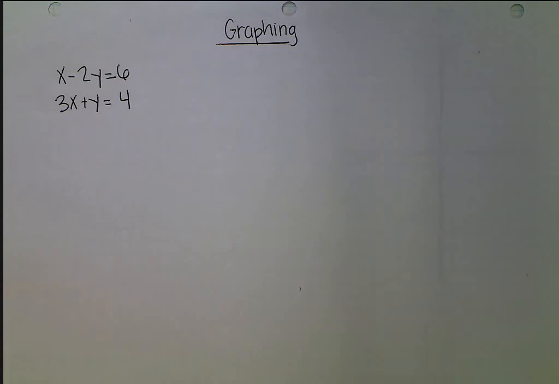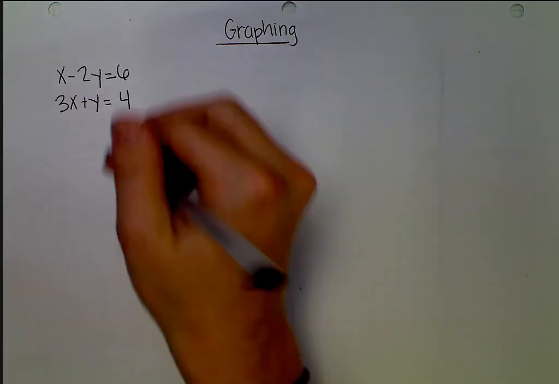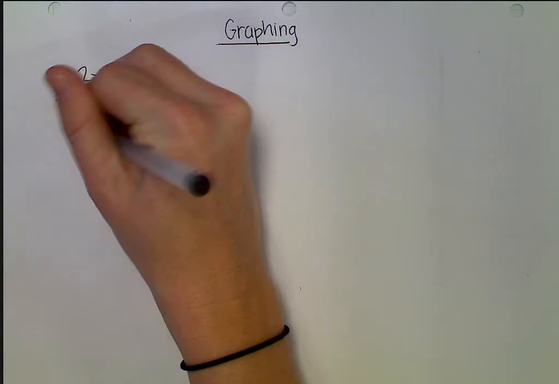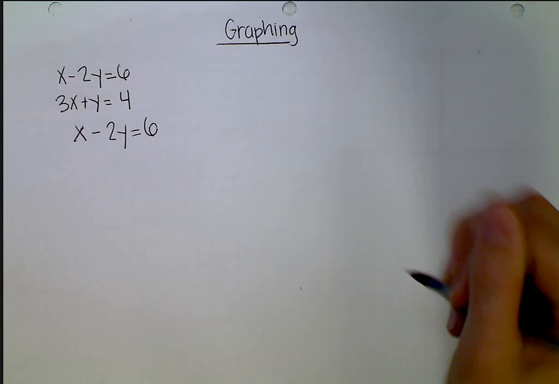To solve this, I know that the slopes are different, so I can go ahead and find the point where they intersect. Before I begin, I want to graph my lines using slope-intercept form. So that's what we'll do first. Let's start with the first equation, x minus 2y equals 6. And let's put this in slope-intercept form.